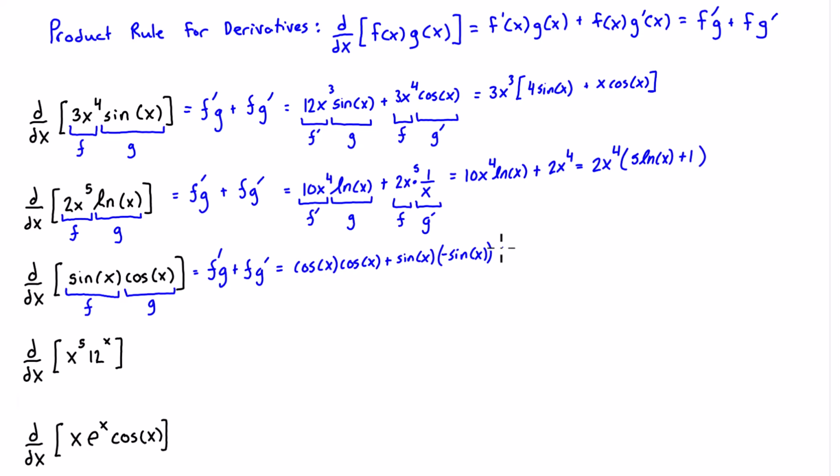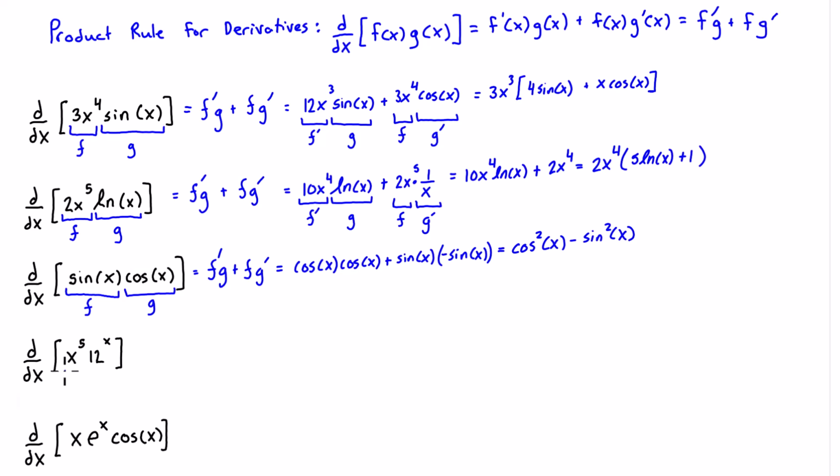So we're just going to simplify this just ever so slightly and just say that this is equal to cos squared x minus sine squared x. And that is the derivative of our original function, which is d dx sine x cos x. All right, let's move on to the next one.